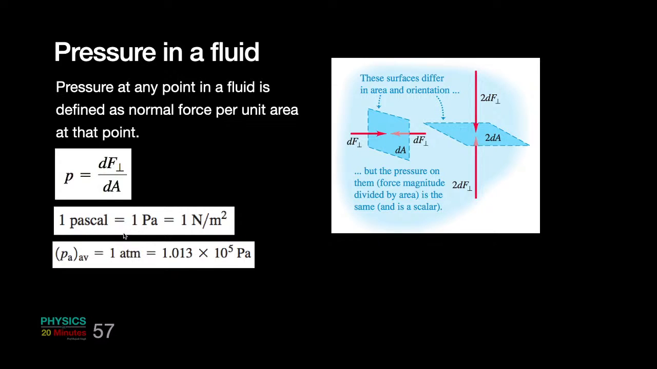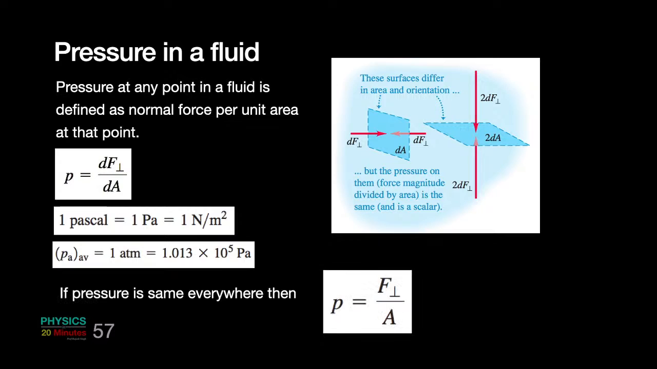Another unit for pressure which is normally used is atmosphere, or 1 atmosphere, or atmospheric pressure. In terms of Pascal, it's 1.013 into 10 power 5. So it's a very high pressure value. Since we are all used to living in air pressure, we don't experience it. Now here it is written as dF by dA, but if pressure is the same everywhere, then it can also be written as F by A. So do remember that.